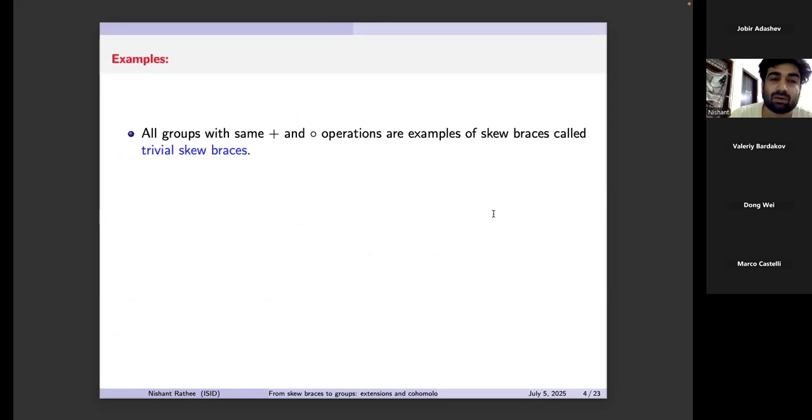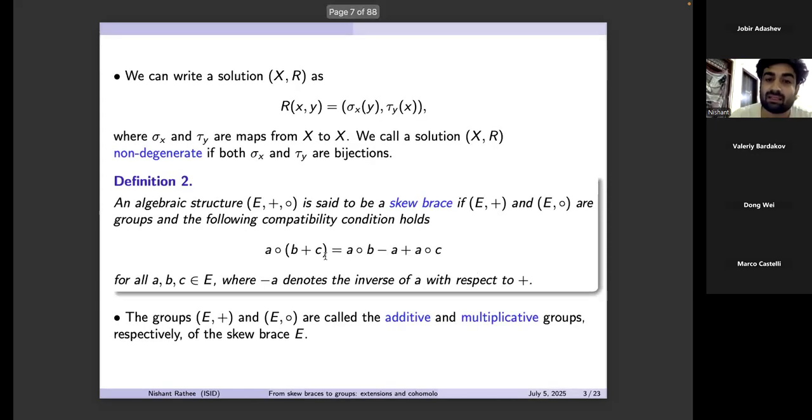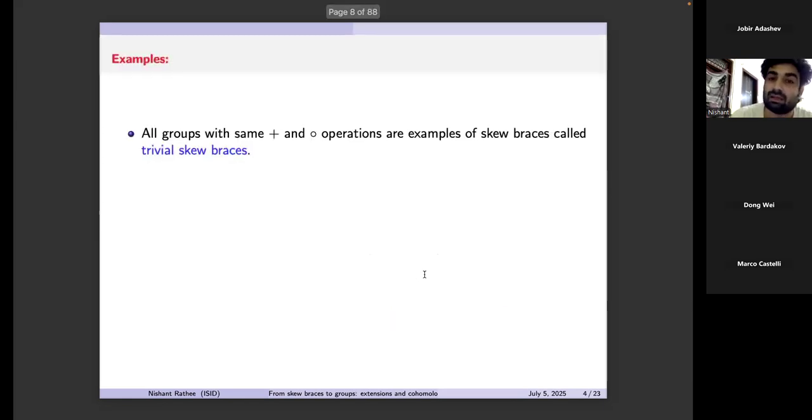Okay, so let us see some examples. All groups with the same plus and circle operation are examples of skew braces, called trivial skew braces. When you take plus and circle to be the same, then the a minus a will cancel out and you will be left with a dot b dot c, and here also you will be left with a dot b dot c. So all groups are trivial skew braces.